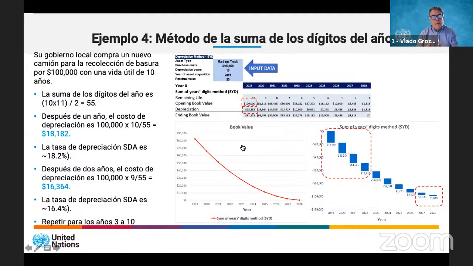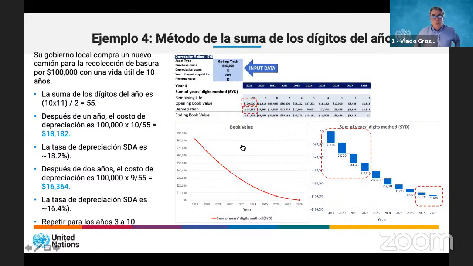So for the first year, we divide 10 by 55 and multiply by 100,000, and we get a book value of our garbage truck of $18,182. That's our book value, which accountants use. For the second year, it's the same thing, dividing 9 by 55 and multiplying by 100,000, which is $16,365.